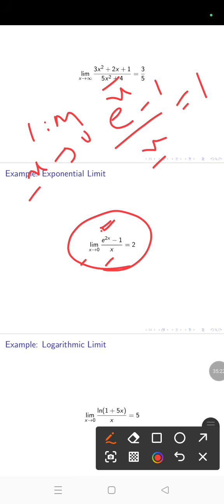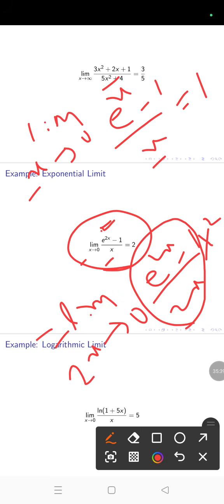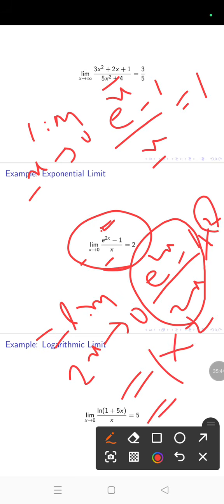So we can make this the limit as 2x tends to 0 of e to the power 2x minus 1 divided by 2x, and multiply by 2. According to the formula this limit is equal to 1, and 2 is the constant, so 1 into 2 is equal to 2. So the answer is 2. We have to adjust the function as per our formula so that we can apply the formula.